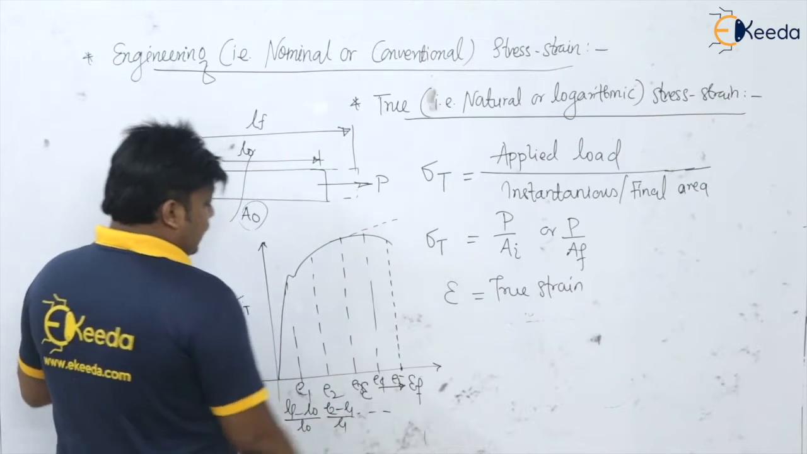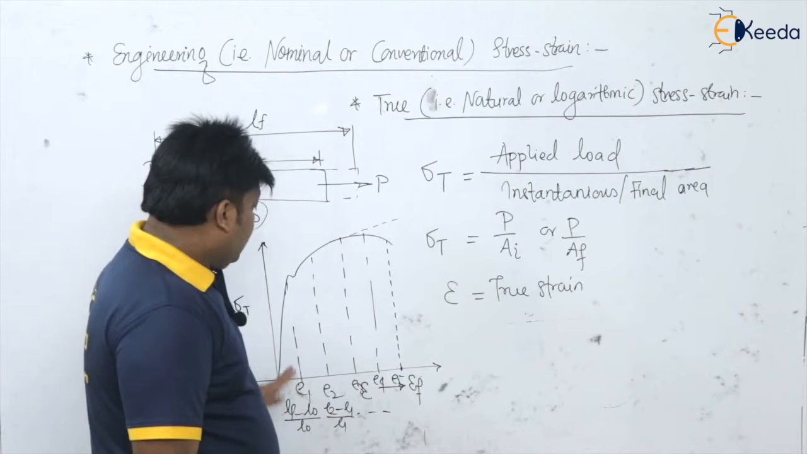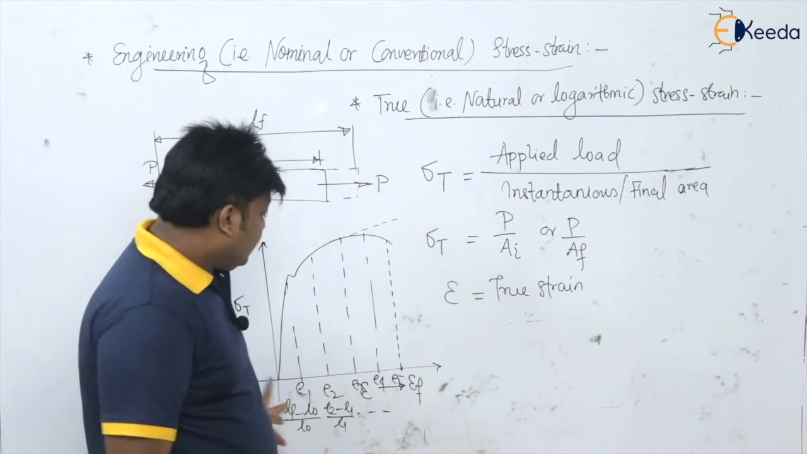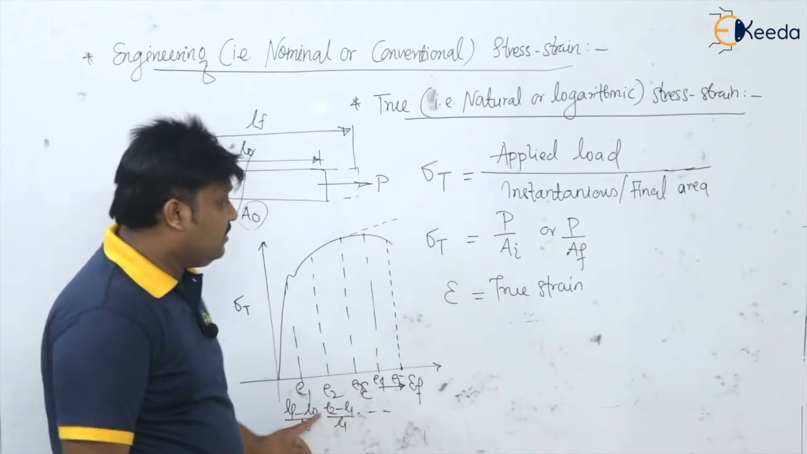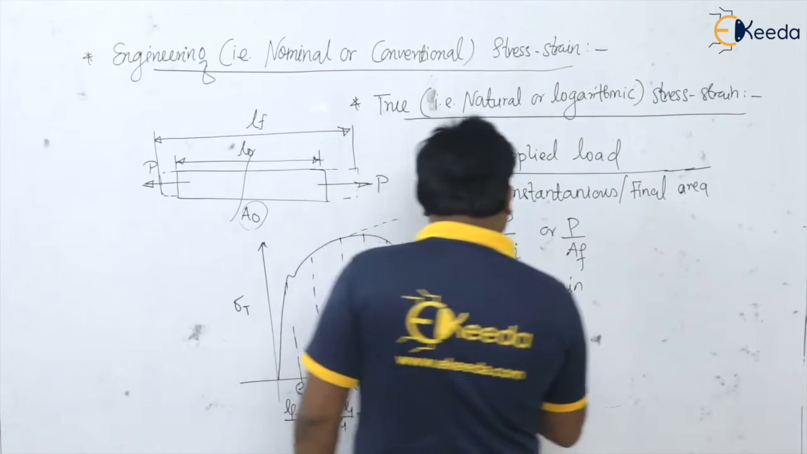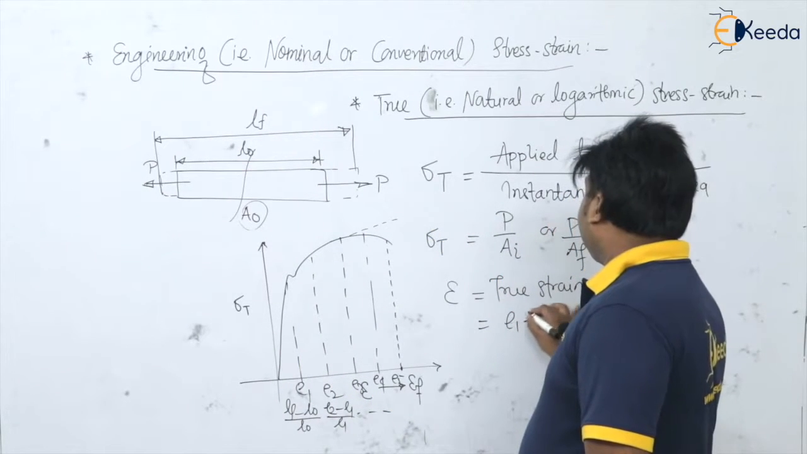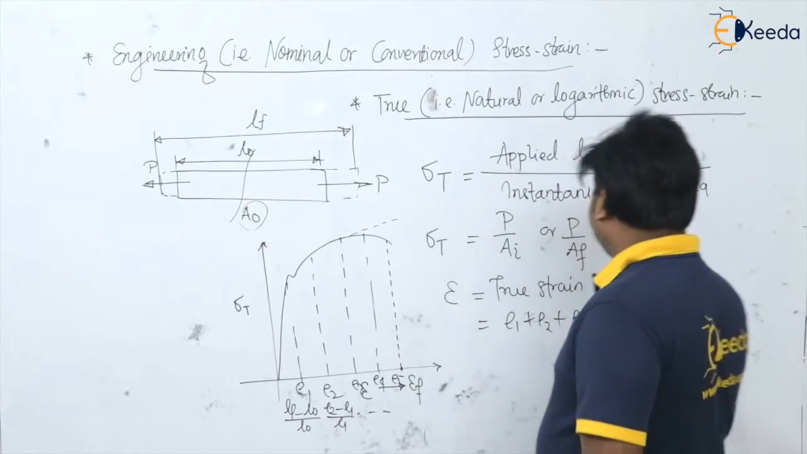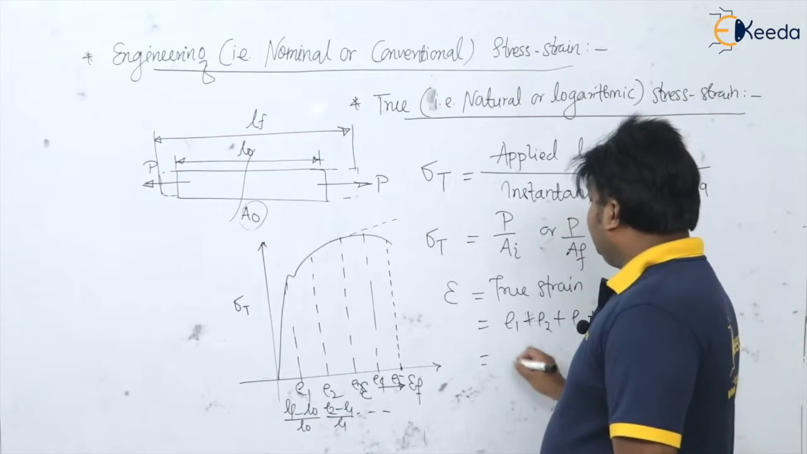Like that, whatever the values of the engineering strains, up to the point where you want to measure the true strain, it is a summation of all those nominal or engineering strains. So what can I write? It is nothing but the summation of E1 plus E2 plus E3 up to E5. I can write it like this, because it is what?